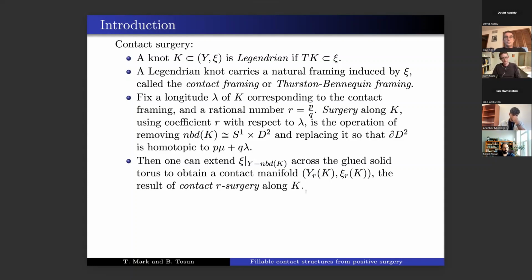R is a surgery coefficient. In general, there'll be some choices involved there, which are pretty well understood. And for our purposes, there's a canonical choice, so I'm not going to really talk about it. It's a natural choice that we're always making.